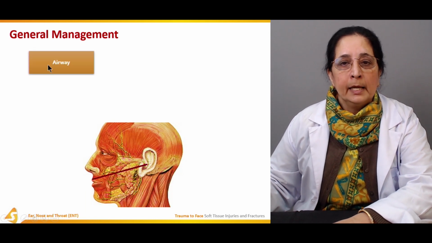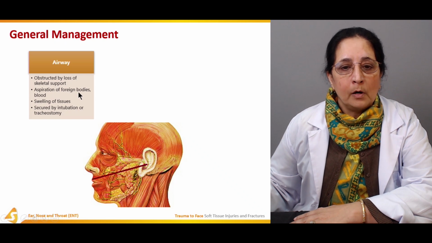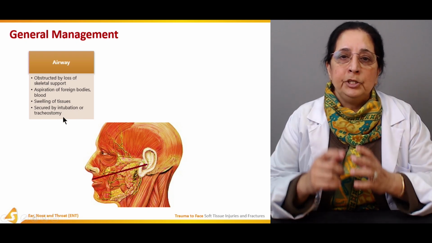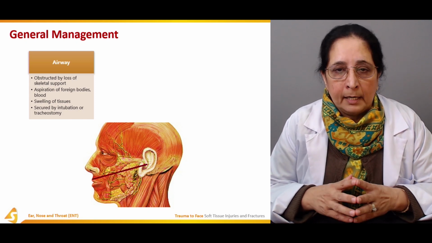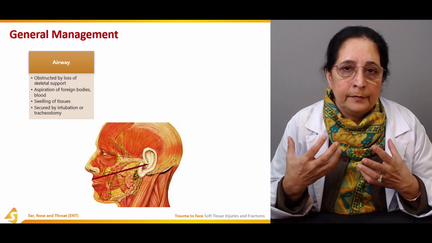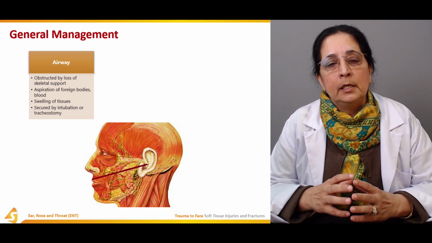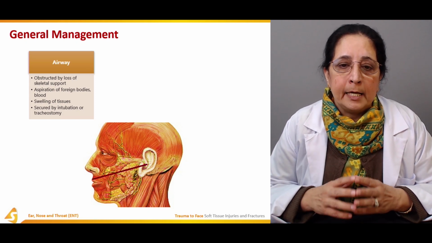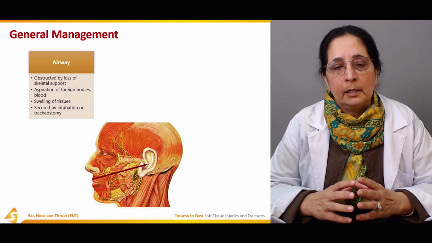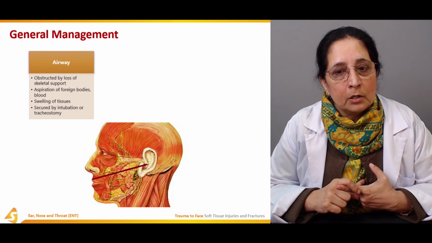General management of the patient: airway obstructed by loss of skeletal support, aspiration of foreign bodies, blood, or swelling of tissues is secured by intubation and tracheostomy. So in the general measures, if the airway is obstructed, the obstruction can be due to injury, loss of skeletal support, fracture of the bone, or damage to the bone, and that should be managed. If there is any foreign body, that should be removed, and the swelling of the tissue should be treated. In the meantime, until the airway recovers, intubation and tracheostomy is performed.